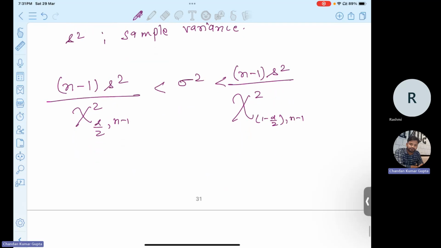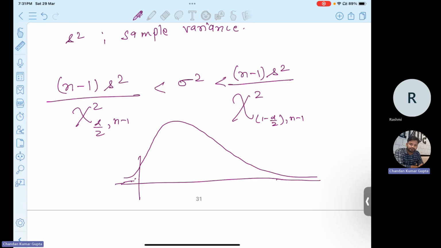So that means here it is one value and here it is another value. At one point it is chi square 1 minus alpha by 2, and at the other point it is alpha by 2.